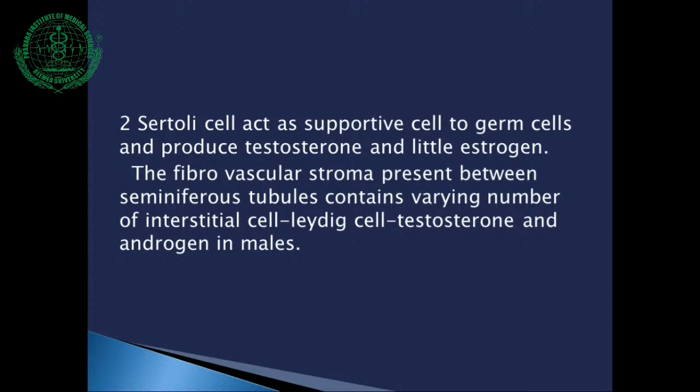The second cell is the Sertoli cell. It is a supportive cell to the germ cell. It produces testosterone and a little amount of estrogen. Among this, there is a fibrovascular stroma. In the fibrovascular stroma, there is the presence of a special type of cell, that is the Leydig cell. It is a testosterone secreting cell.